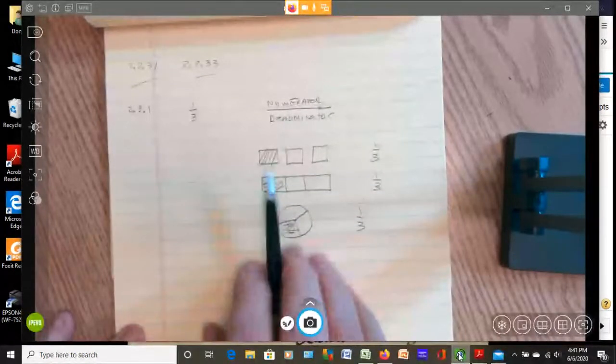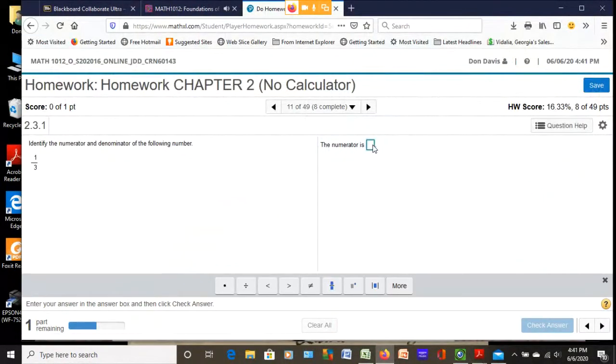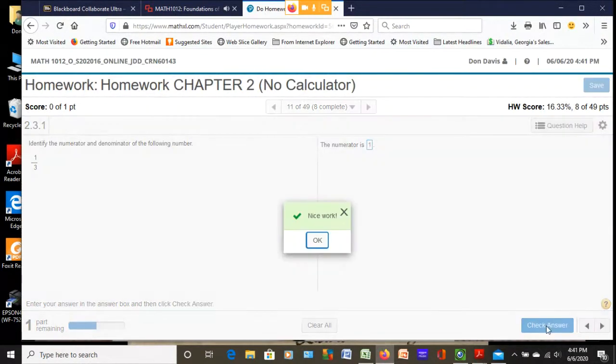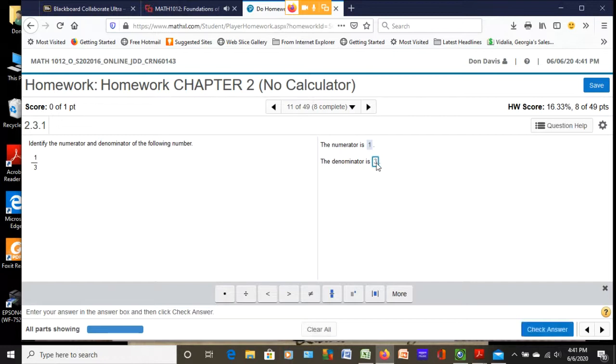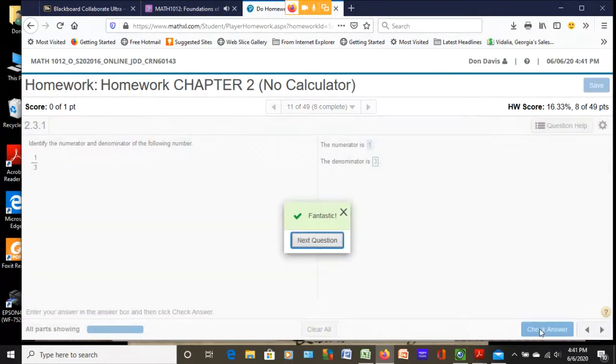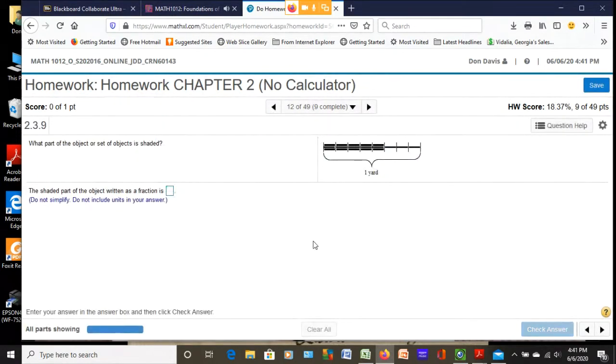So let's go back to Math XL and see what it wants. The numerator value is 1. Okay, great. Well, that was pretty easy. Let's see if we can, oh, the denominator is 3. All right, so that was check answer. And so we have the next question. Let's see what the next question looks like. It might be similar.